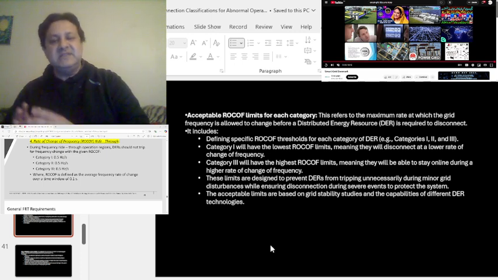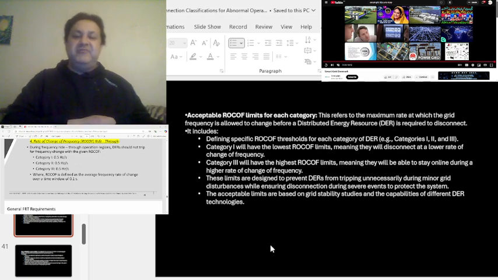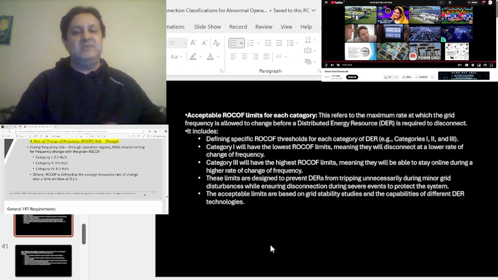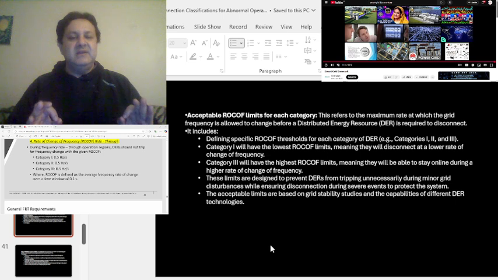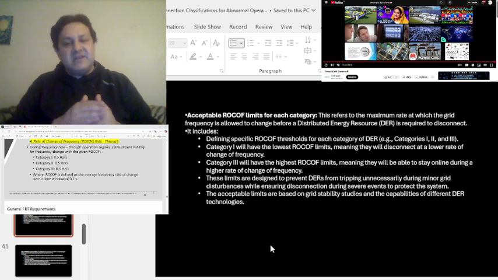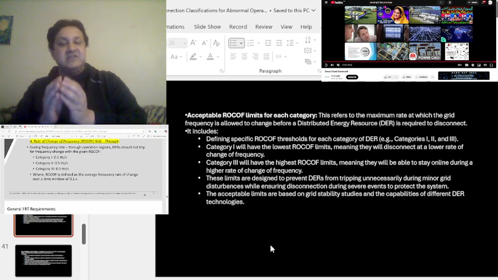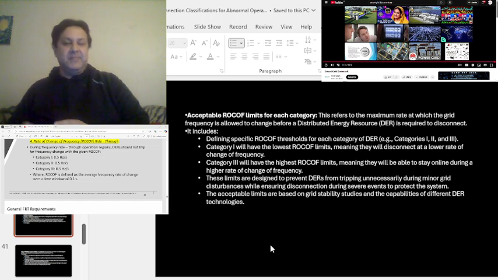Acceptable rate of change of frequency limits for each category. This refers to the maximum rate at which the grid frequency is allowed to change before a distributed energy resource is required to disconnect. So it includes defining specific rate of change of frequency thresholds for each category. It means we are talking about the speed of the frequency. Frequency itself has a speed. So defining specific rate of change of frequency thresholds for each category of DER, for example category 1, 2, and 3.